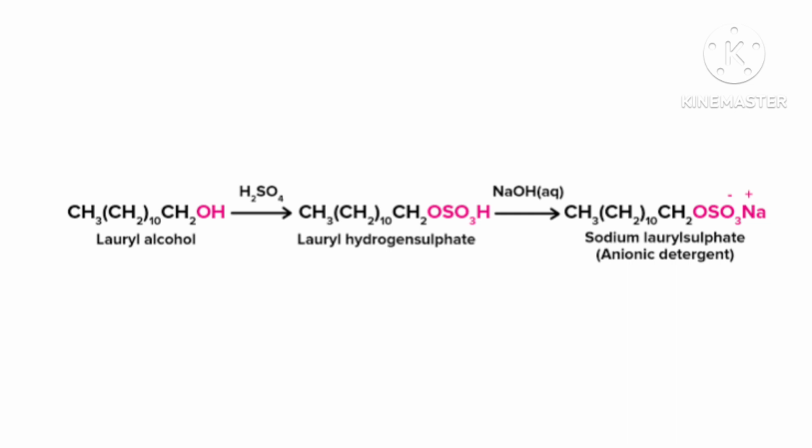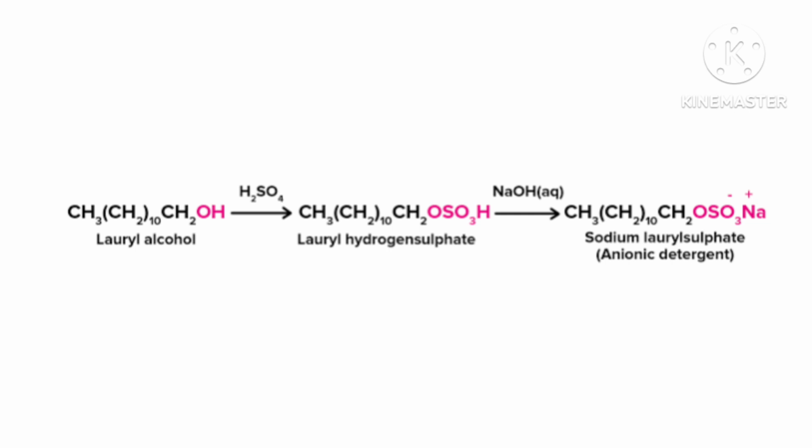Then there are three types of synthetic detergents. Synthetic detergents are mainly classified into three categories. First is anionic detergent, anionic, negative charge. Second, cationic detergent, positive charge. And third, non-ionic detergent. No ion will be there, neither negative nor positive. Non-ionic means neutral or organic.